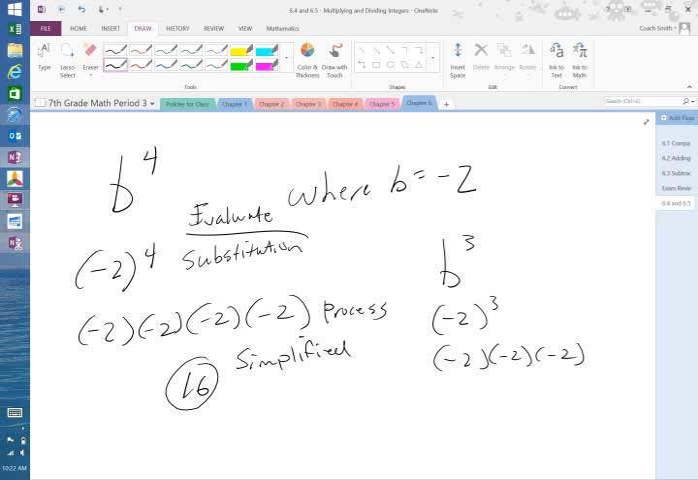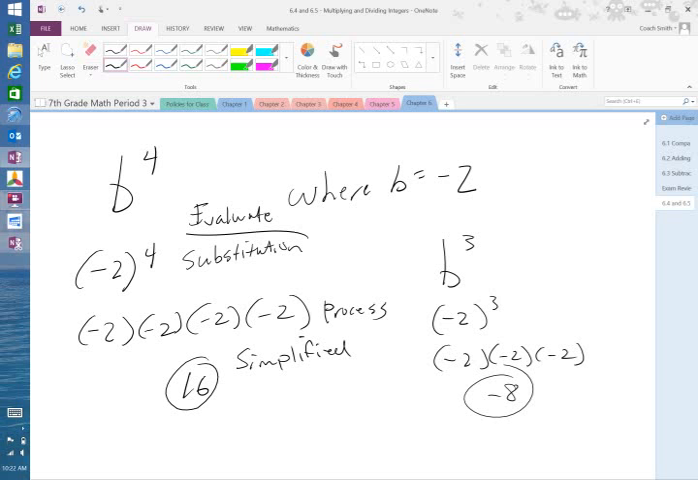Over here, b to the third, where negative 2 is raised to the third power, this would be negative 8. The reason it's negative 8 is because we have an odd number of negative signs. We have 3 negative signs, so that makes it an odd number, which in turn makes the answer negative.